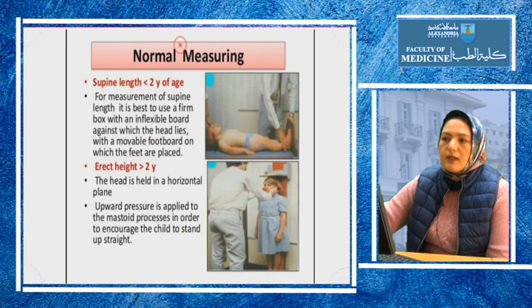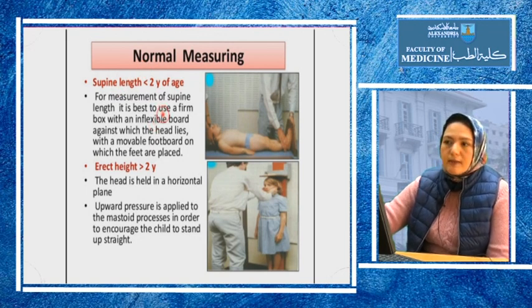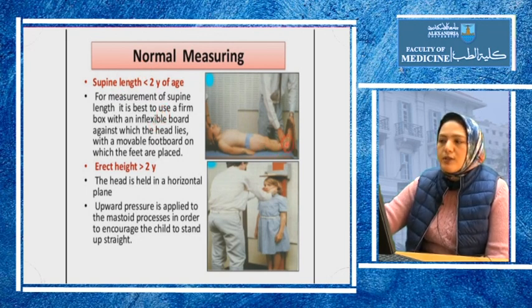Next is the physical assessment. The physical assessment includes the measurement of the height. The measurement of the height of the child depends on the age. If the patient is less than 2 years, usually we measure the length in the supine position.